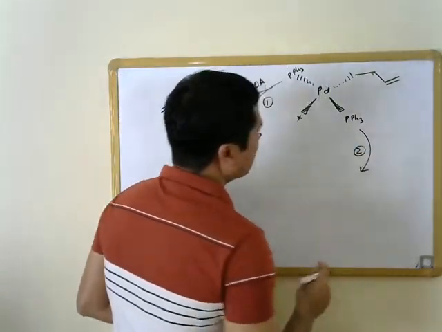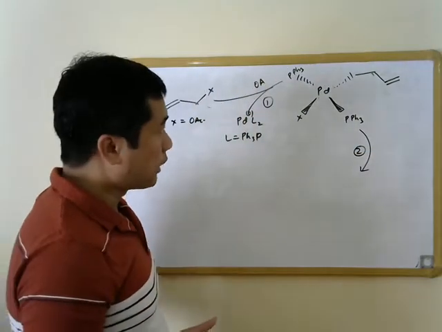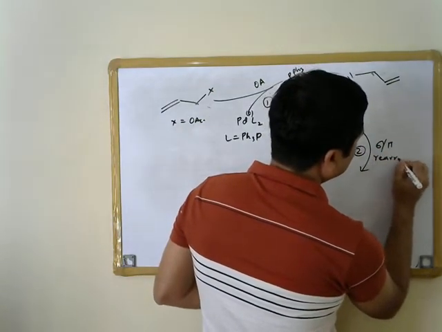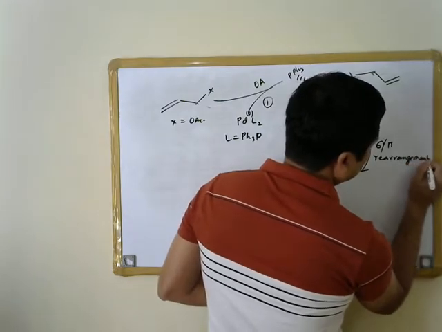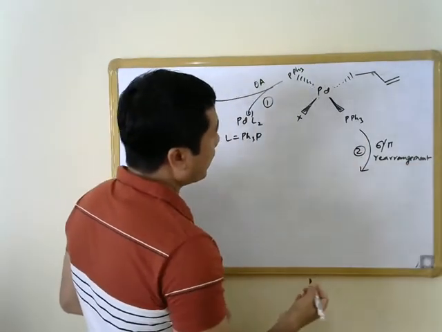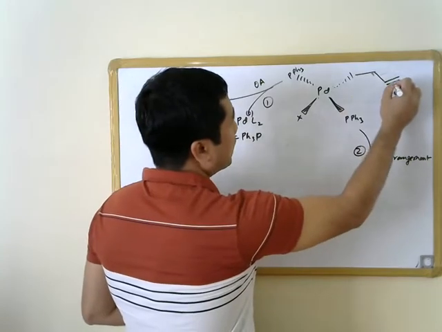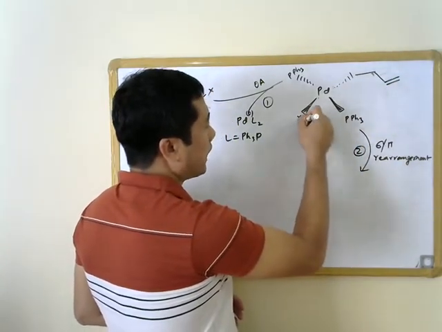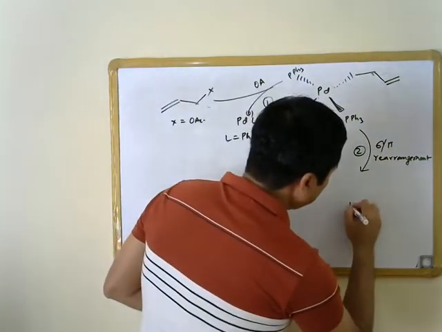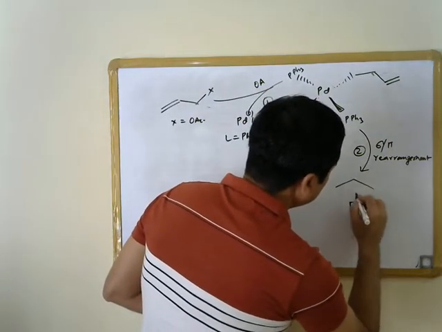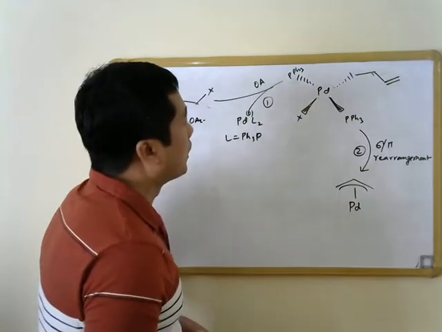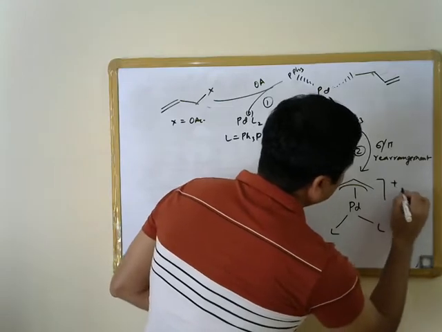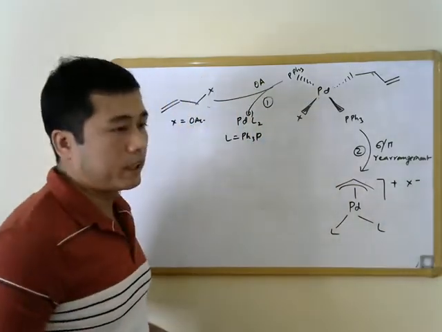In the second step, the sigma allyl complex will undergo a sigma-pi rearrangement reaction to give us a pi allyl complex, and then since the double bond will come and attack on the metal center, one of the groups, that is the X, will get released from the complex, and this will essentially produce a cationic metal allyl complex, where X is going to be the counter anion.